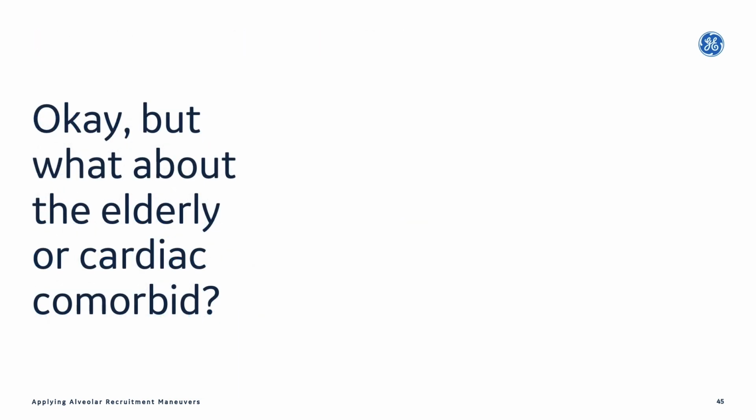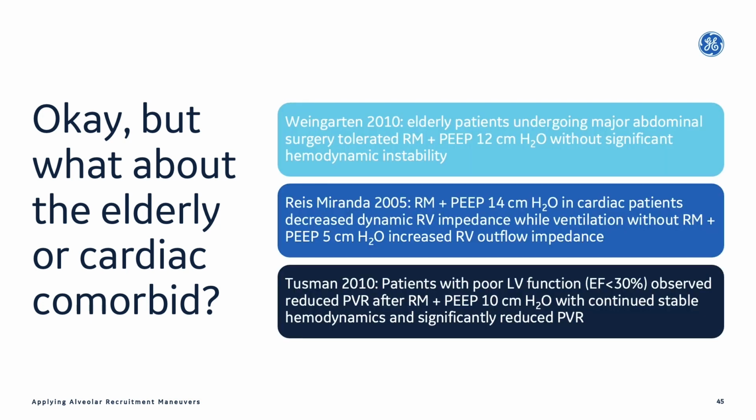What about other high-risk patients, like the elderly or those with cardiac comorbidities? Well, Weingarten showed in 2010 that elderly patients undergoing major abdominal surgery tolerated recruitment maneuvers and a PEEP of 12 quite well without significant hemodynamic instability. Rees-Miranda in 2005 showed that cardiac patients receiving recruitment maneuvers with a PEEP of 14 centimeters of water demonstrated decreased dynamic RV impedance, while ventilation without recruitment maneuvers and PEEP of 5 increased RV outflow impedance.